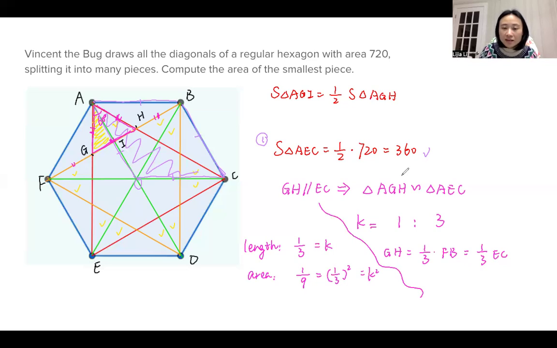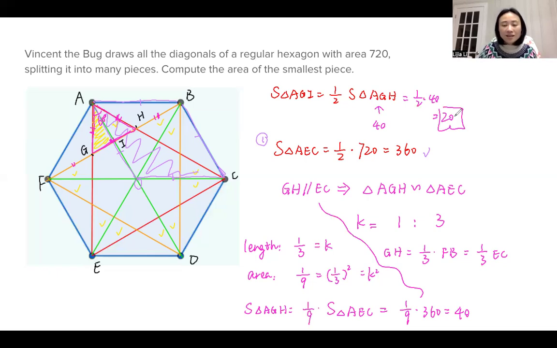Then we can go back, so the area of triangle AGH will be 1/9 of the whole area of triangle AEC. AEC we already know is 360. So this will be 40. Now you plug this value back into our equation here. So half of 40 will give you 20 as your final answer.